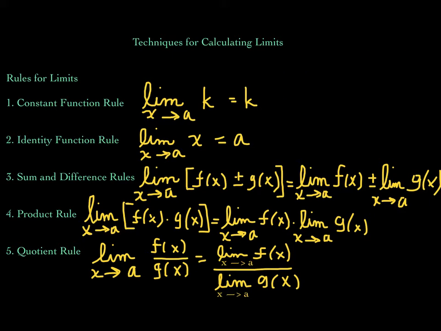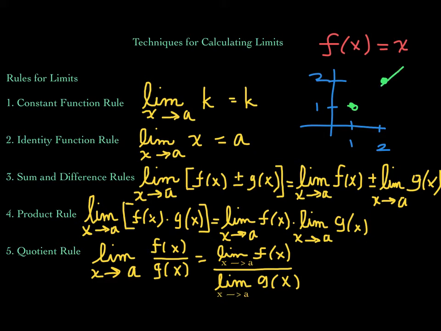Next is the identity function rule. The limit of x as x approaches a is equal to a. Now, in the identity function rule here, the value of the identity at x is the same as x. Here I'm drawing a very quick sketch of the identity function for us. It is a line going right through the origin whose slope is 1.